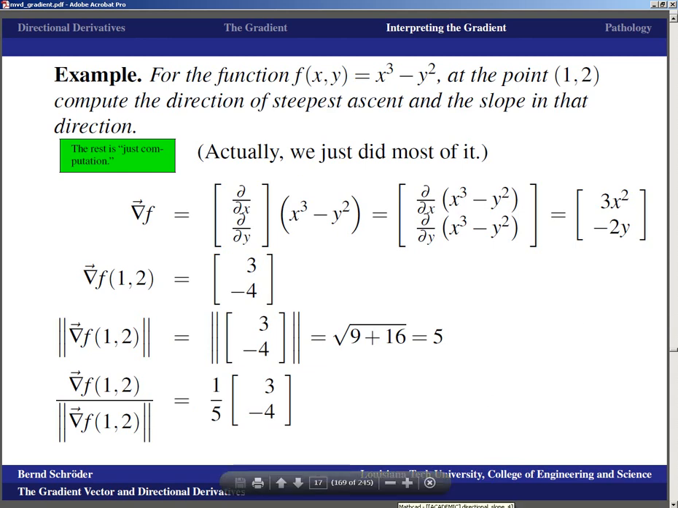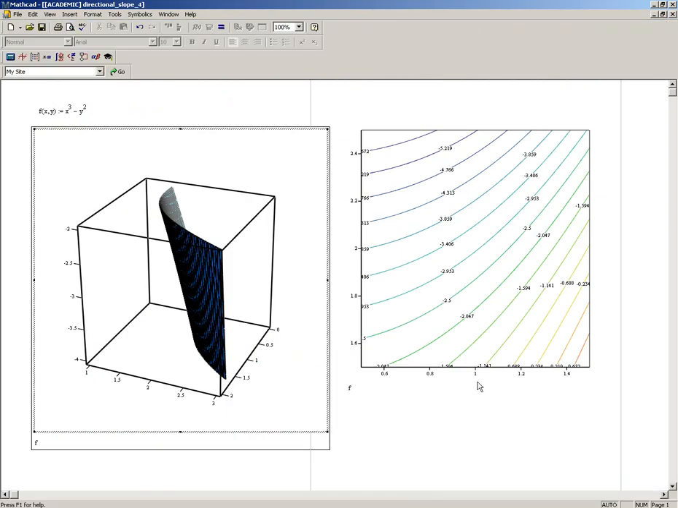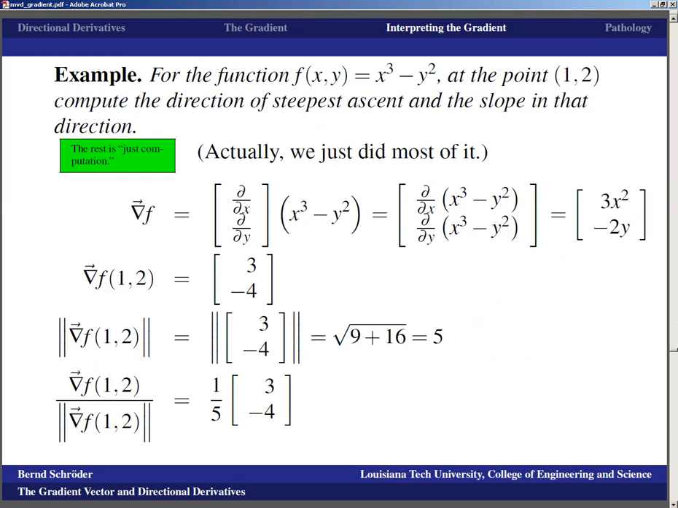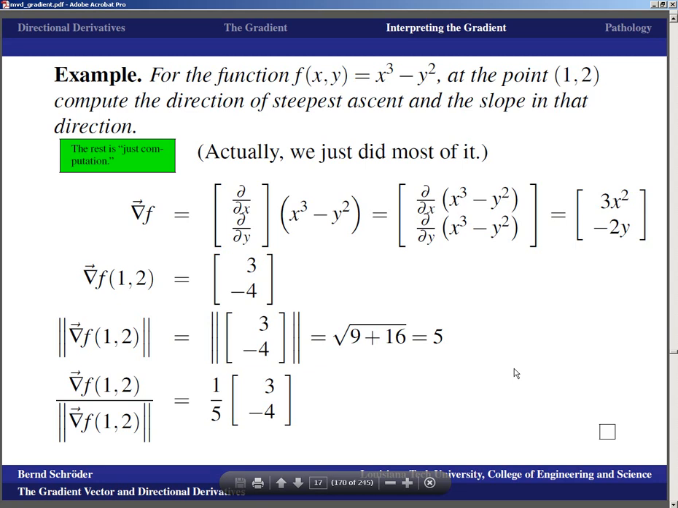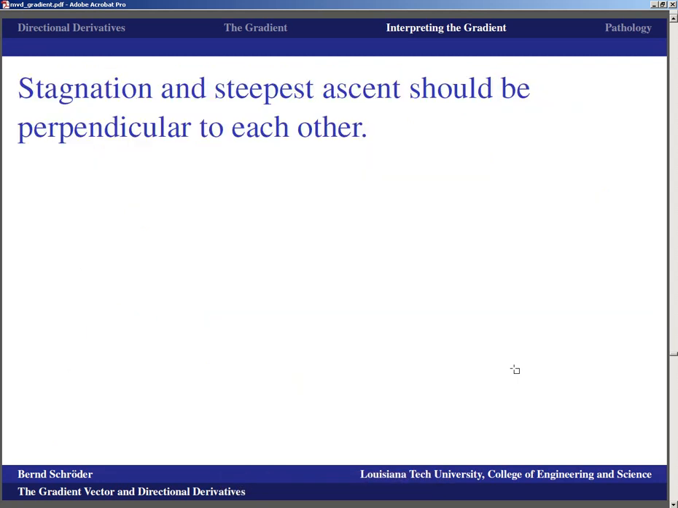And if we go back to our visualization, let me remind myself real quick, (3, negative 4). So you go over and down, and you go a little bit more down than over. And so if you look at this field here, yeah, this direction is apparently really where you're having your steepest incline. Okay, that was that one.